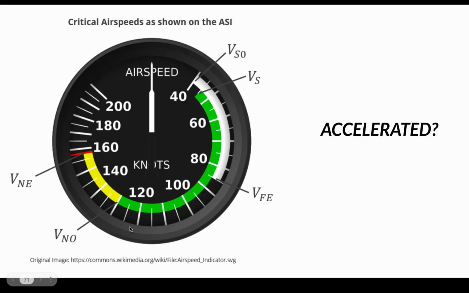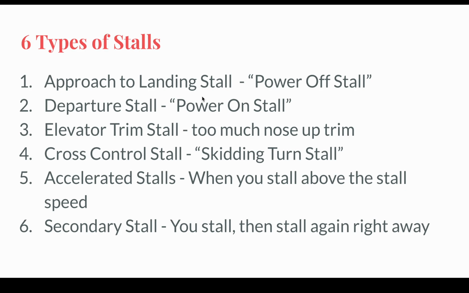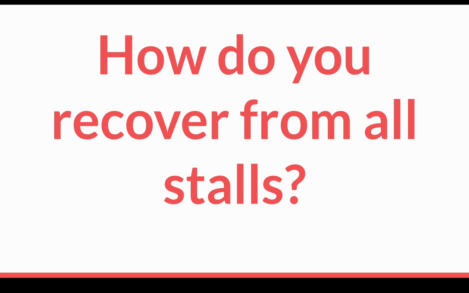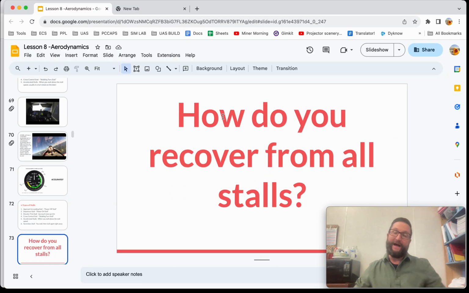An accelerated stall, well, typically the stall speed is going to be right about down here, either at the bottom of the green arc or the bottom of the white arc, depending on our configuration, flaps in or flaps out. And if it's accelerated, it's basically happening somewhere up here in the arc. It's happening above what should be the stall speed. And we're talking about why that is later. And the secondary stall, you stall and then you stall again right away. So we're going to talk about all those stalls more in depth in class.